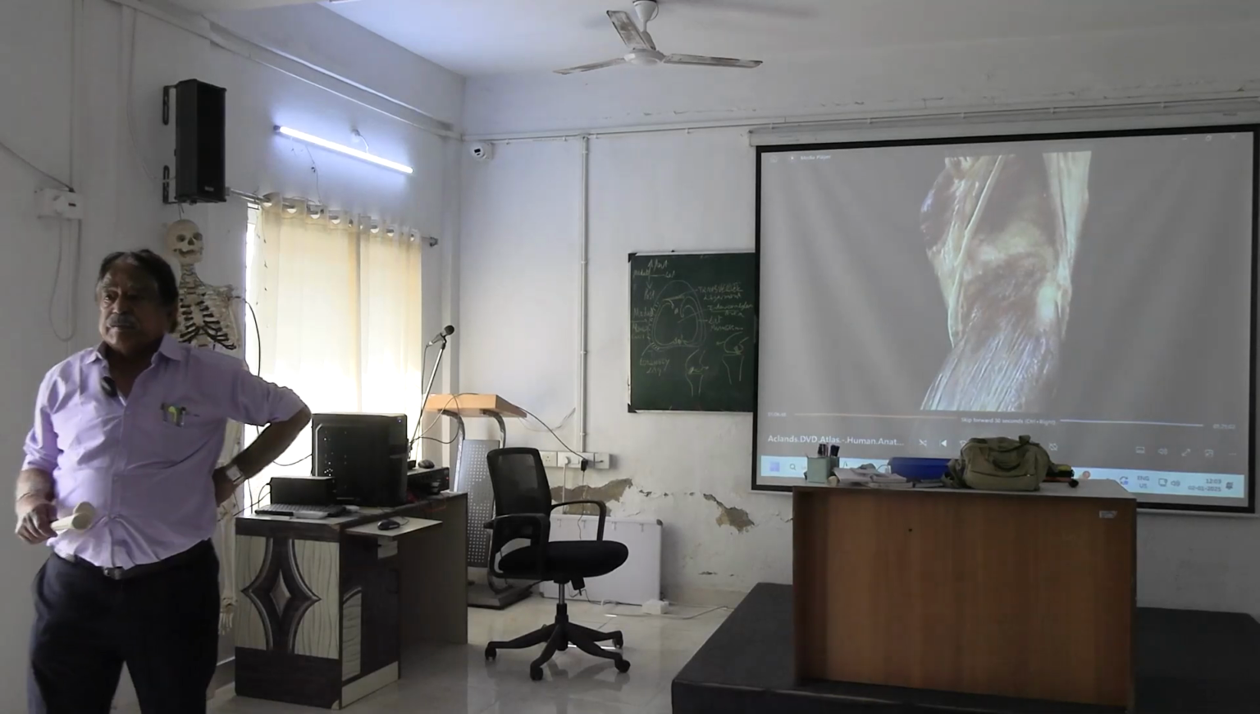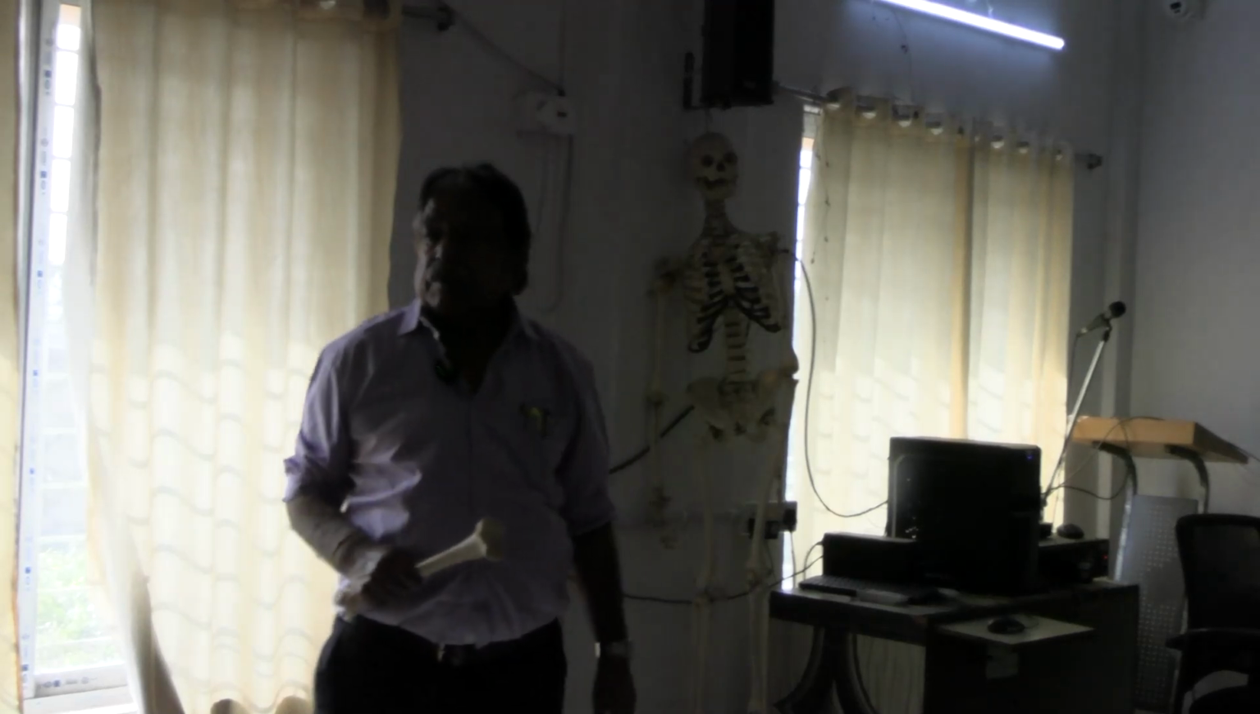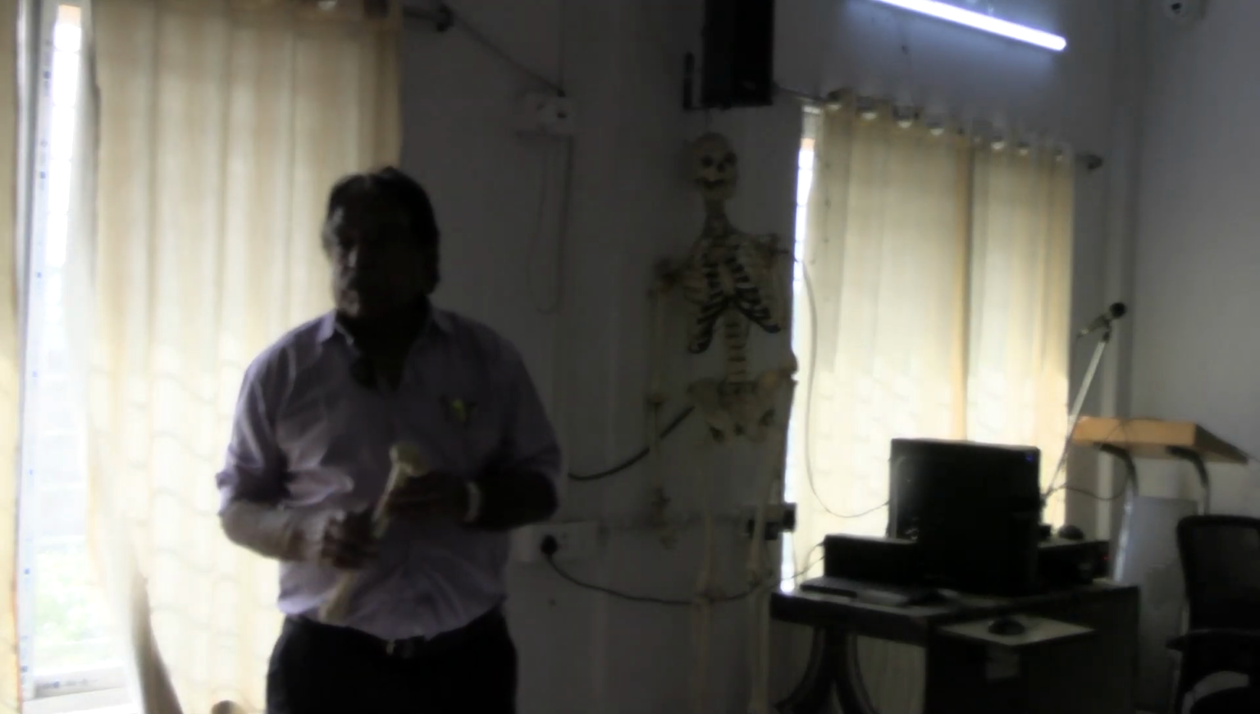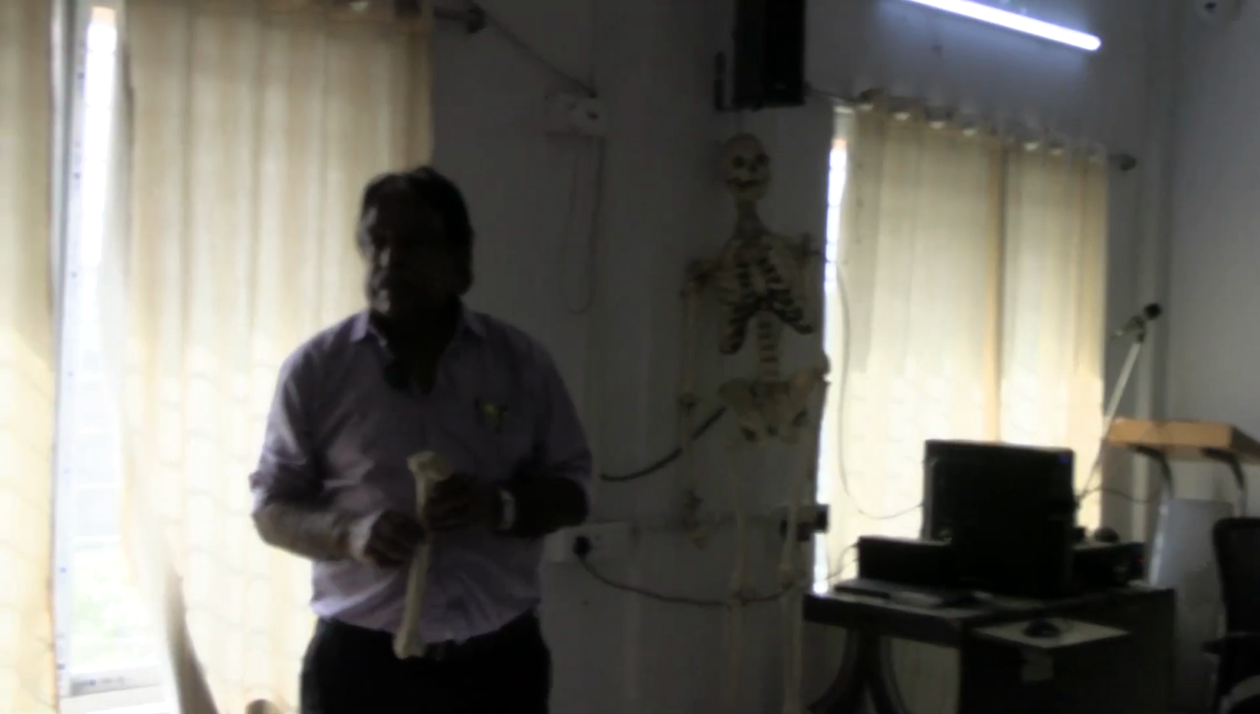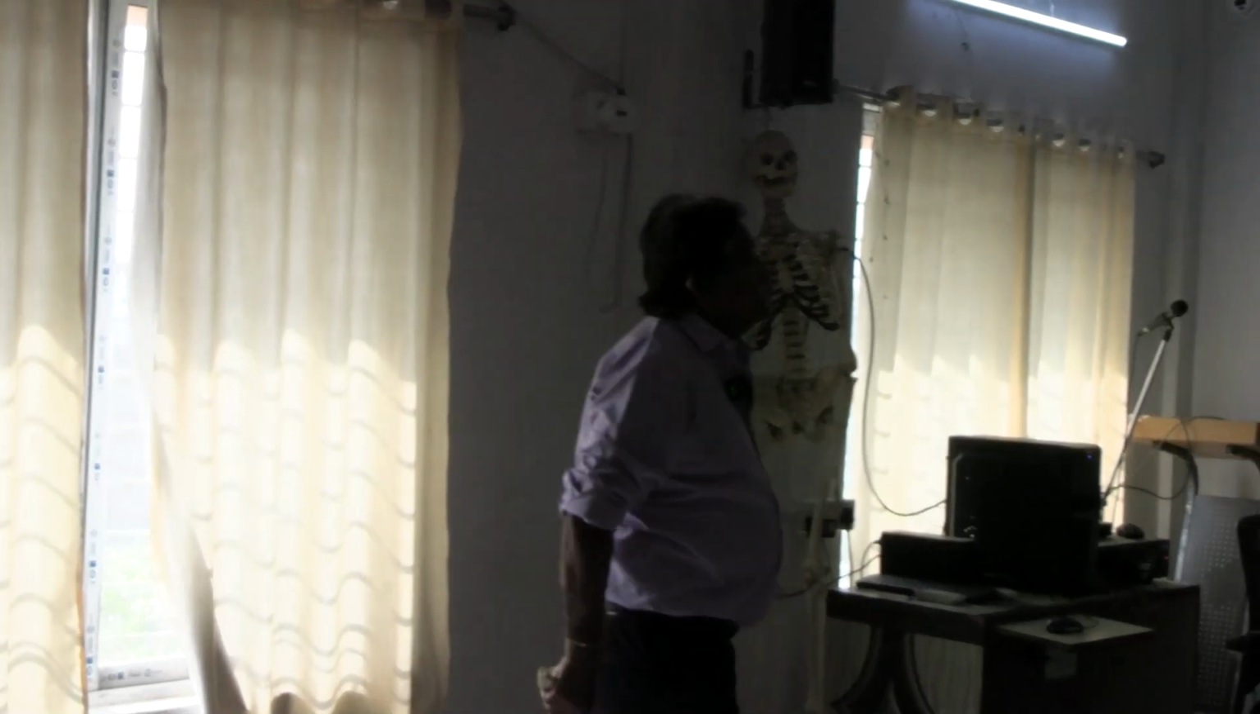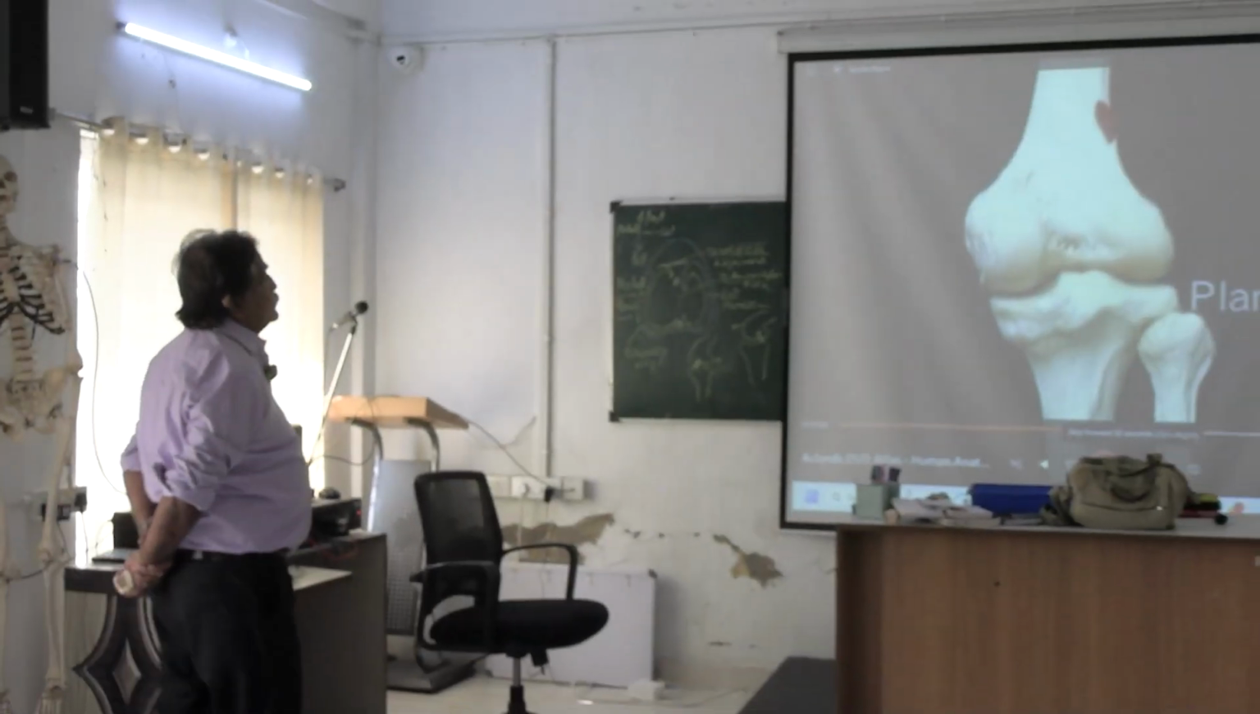It is involved in the locking and unlocking of the knee joint. For the popliteus, you have to describe its origin and where it is getting inserted. It arises from the lateral epicondyle of the femur.